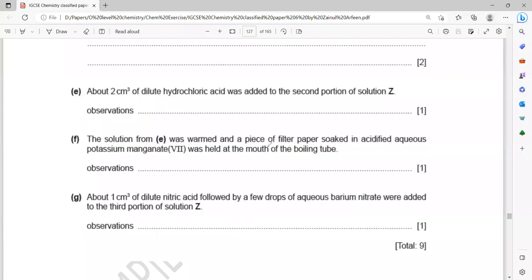So the solution in E was warmed and a piece of filter paper soaked in acidified potassium manganate was held at the mouth. What will be the result here? It turns colorless from purple. The acidified potassium manganate turned from purple to colorless, because sulfur dioxide gas is given off.